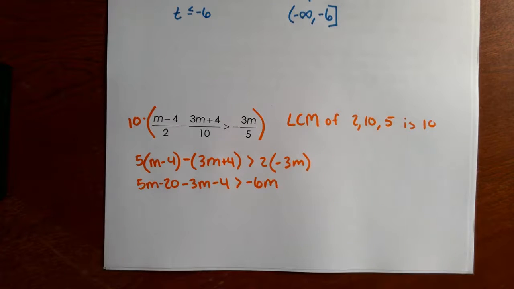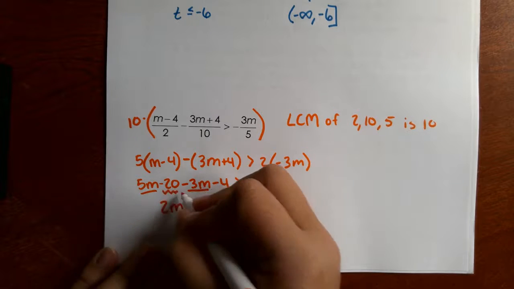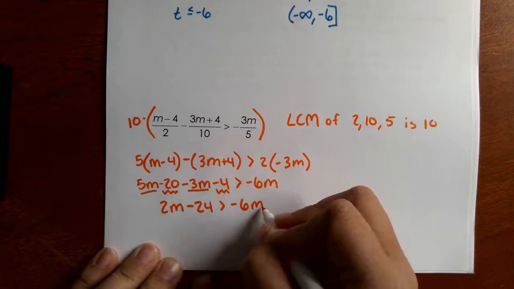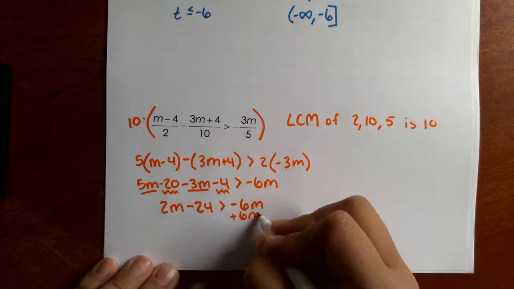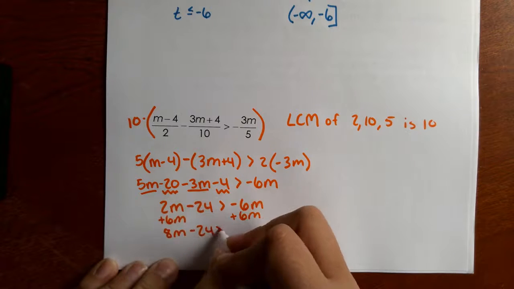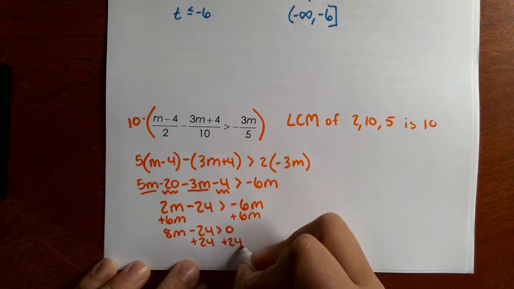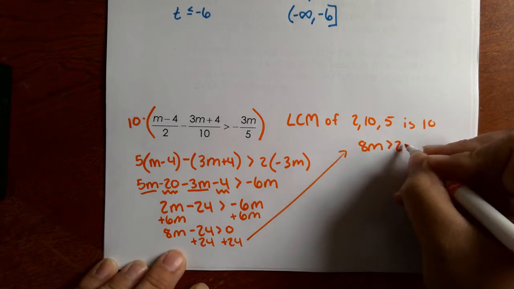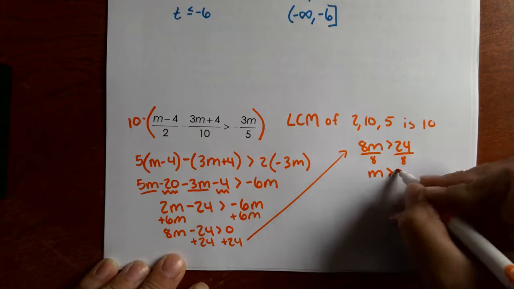Now I'm going to combine the like terms on the left. 5m minus 3m makes 2m. And negative 20 minus 4 makes negative 24. It is greater than negative 6m. I like to move my m's onto the left, so I'm going to add 6m over. Gives me 8m minus 24 is greater than 0. Well, then I'm going to add that 24 over. And I'm going to take my work up here. I have 8m is greater than 24. And finally, divide by 8 on both sides. I get m is greater than 3.